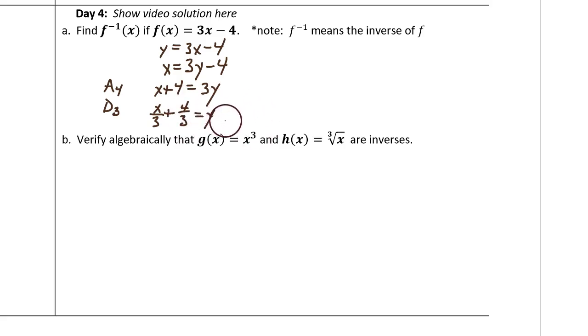If we use the symmetric property, we can switch the sides of the equation, and it becomes y equals x over 3 plus 4 over 3. This equation is the inverse of this equation. Now the directions say to use this notation to mean inverse, so let's replace the letter y with the f with the little -1 in the corner symbol.